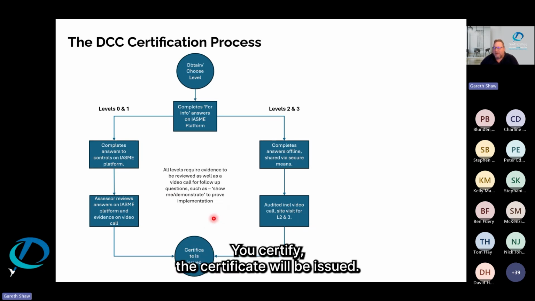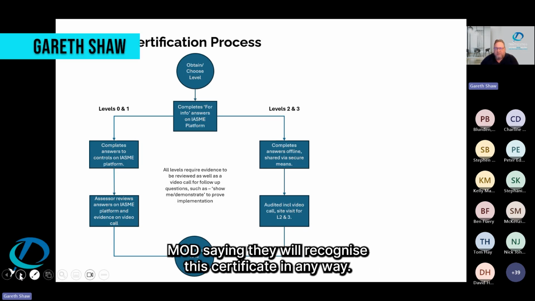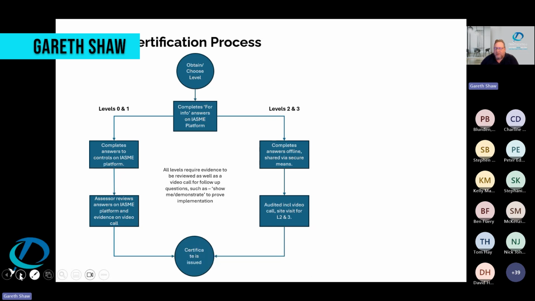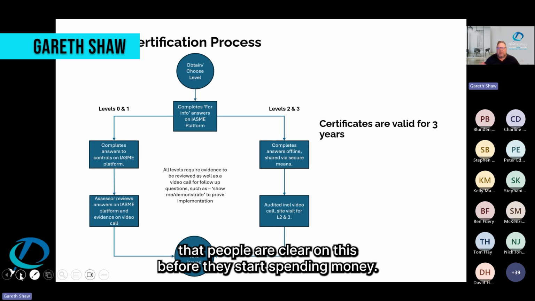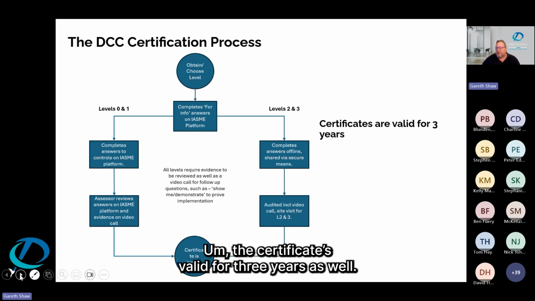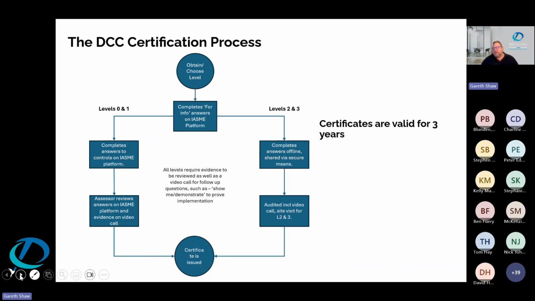You certify, and the certificate will be issued. Now, the point to note here is that there's nothing formal from MOD saying they will recognise this certificate in any way. I think it's really important that people are clear on this before they start spending money. The certificate's valid for 3 years as well. So once you get the DCC certification, it's valid for 3 years.